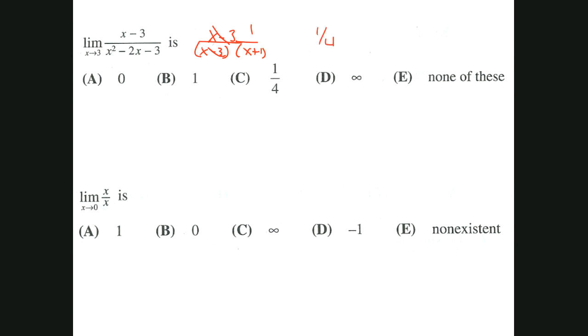Number 2, x over x, well, that reduces down to 1. If I simplify it down, letter A. Pretty easy problem.